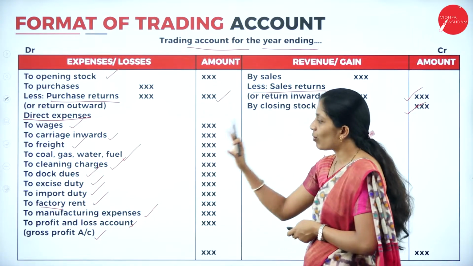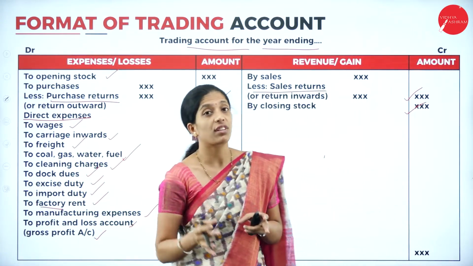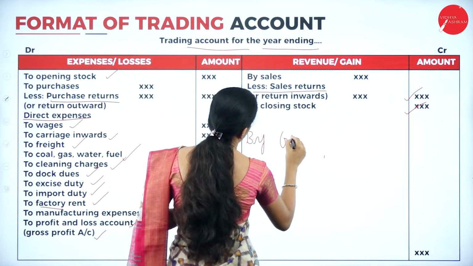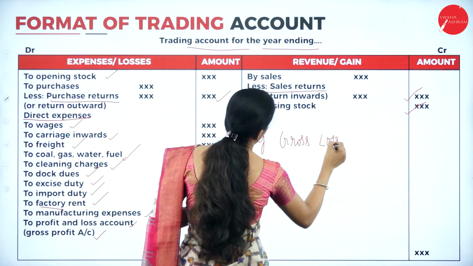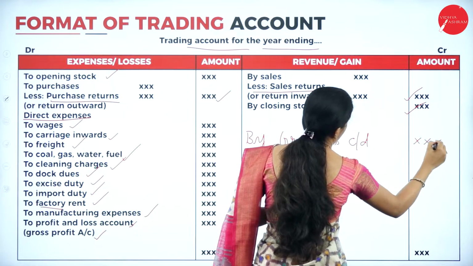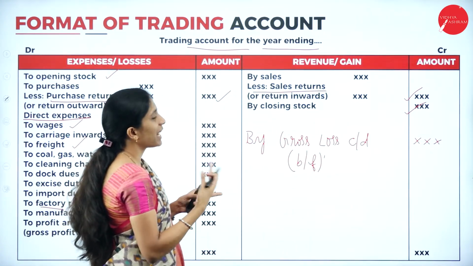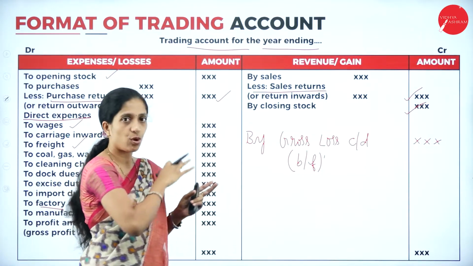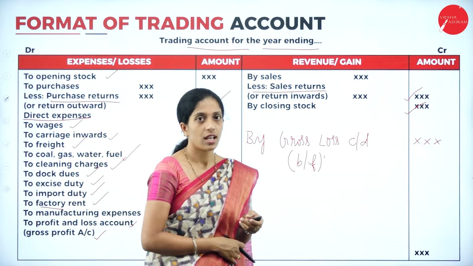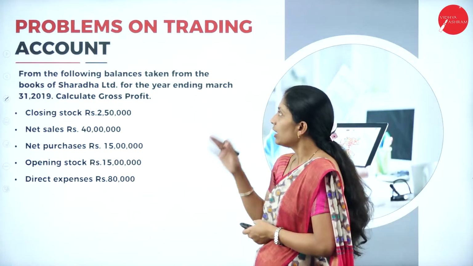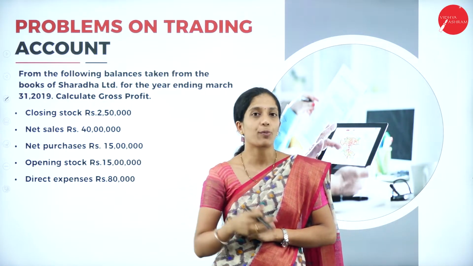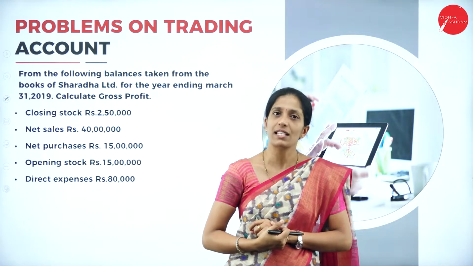If your credit side is more than the debit side, then it is gross profit. Suppose the debit side is more than the credit side, then you will write it as By Gross Loss, and this will be the balancing figure. Gross loss carried down. So normally it can be either gross profit or gross loss. If the credit side is more than the debit side, then it is gross profit. If the debit side is more than the credit side, then it is gross loss. So this is the format of the trading account. Now we shall go through a problem on the trading account, an easy problem, so that you can clearly understand while we are solving a problem together on the trading, profit and loss account as well as the balance sheet.